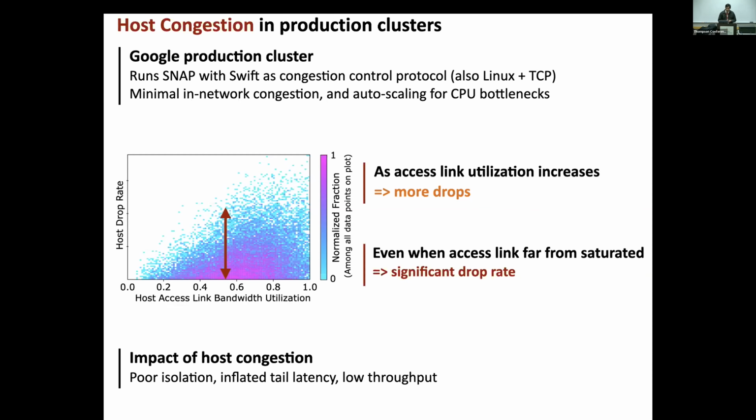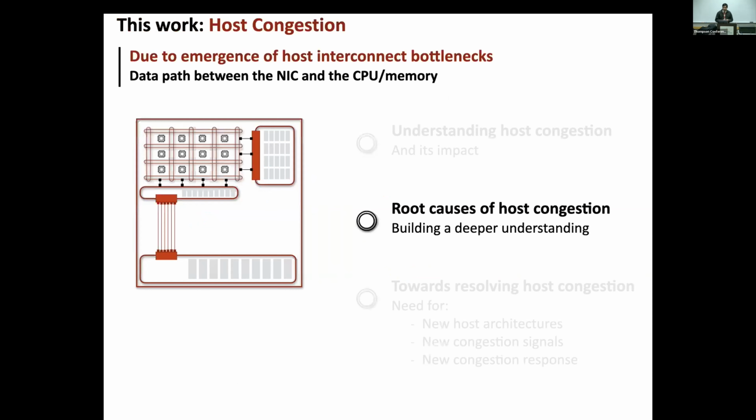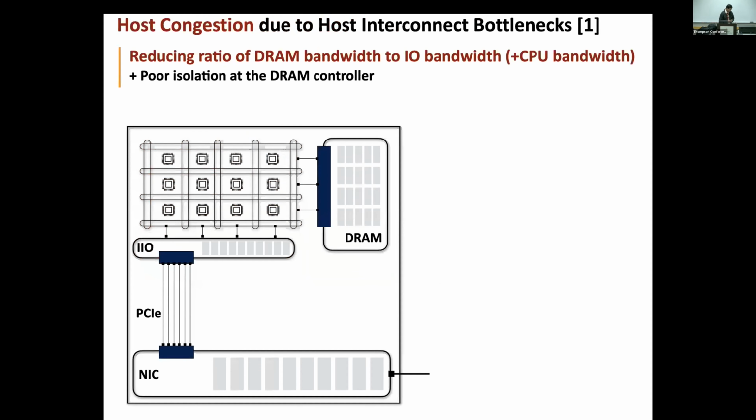All right, so now we have understood the problem. Let's try to understand the root cause. What is it that was increasing this PCI request latency, which was reducing my PCI utilization and causing the host congestion problem? There are multiple bottlenecks which are emerging in our host interconnect architecture, which are inflating this PCI request latency. One of them is the shared memory channels used by both the CPU traffic and the NIC traffic.